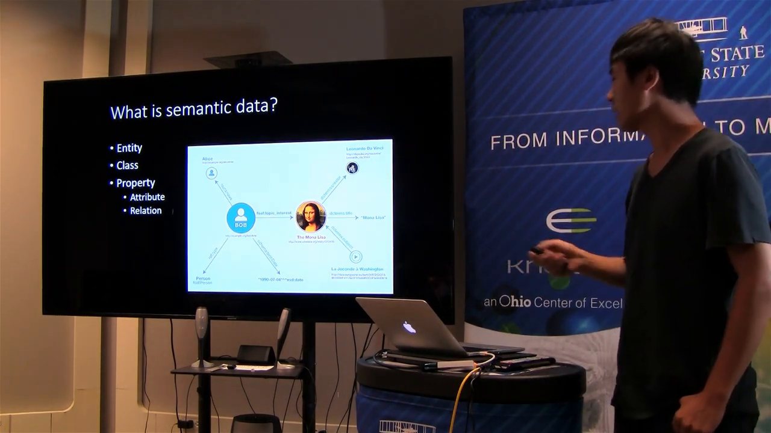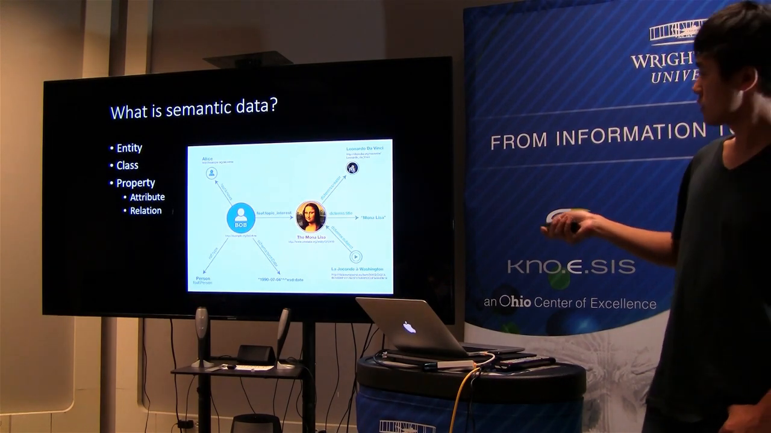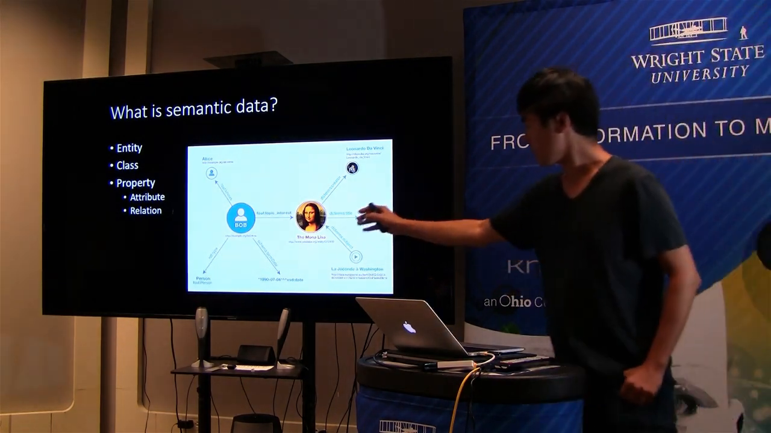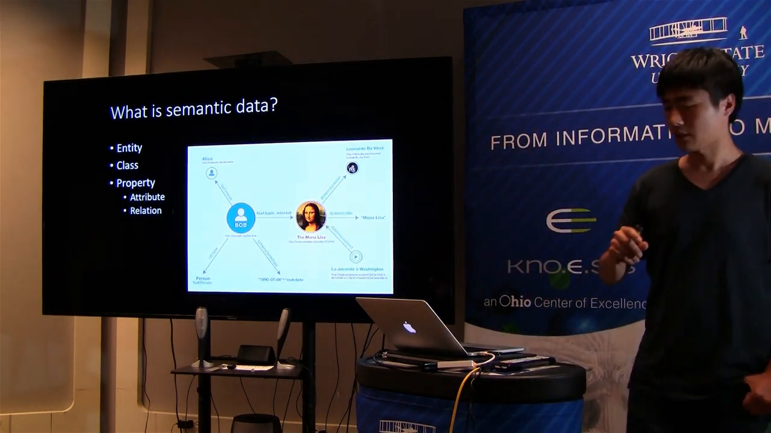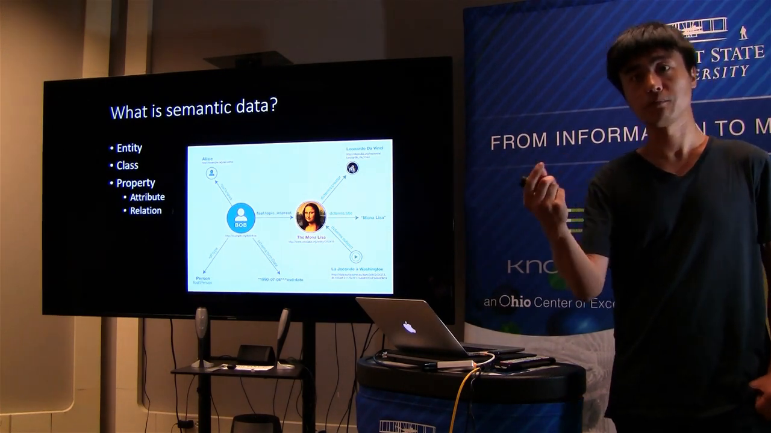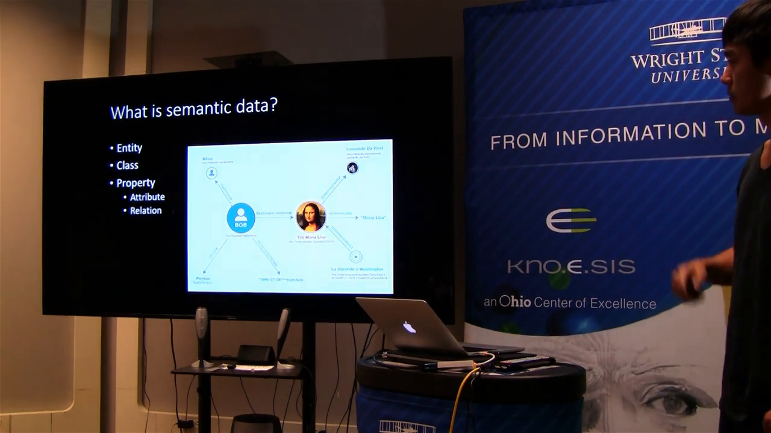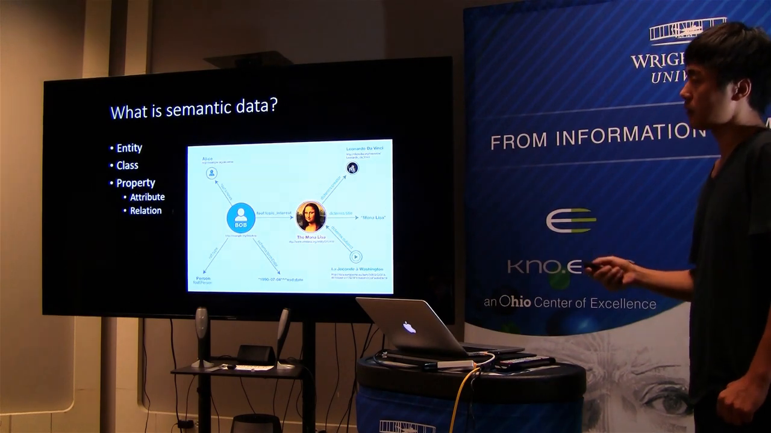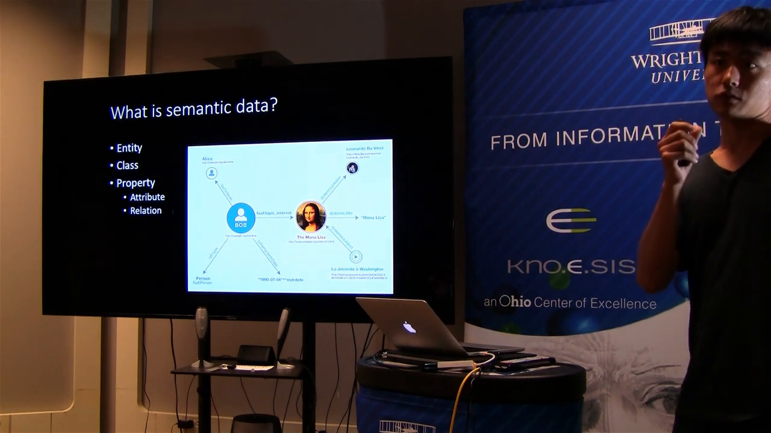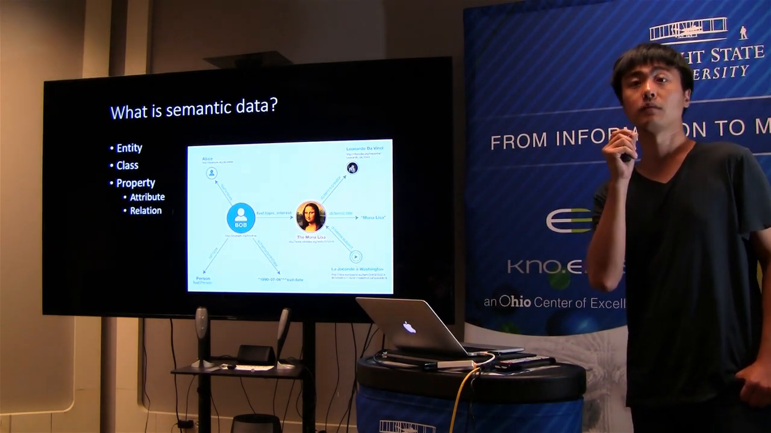So that is semantic data, because such labels on the nodes and the arcs actually have meanings, right? They're not just symbols, they have meanings. So that's why we call it semantic data. And such meanings are supposed to be processable by the computer.